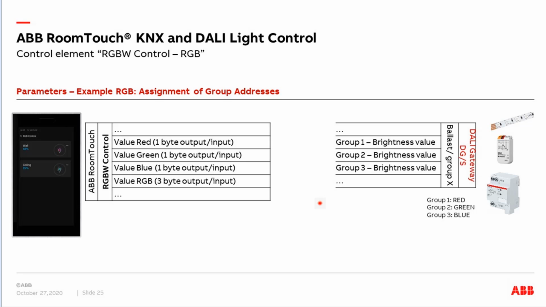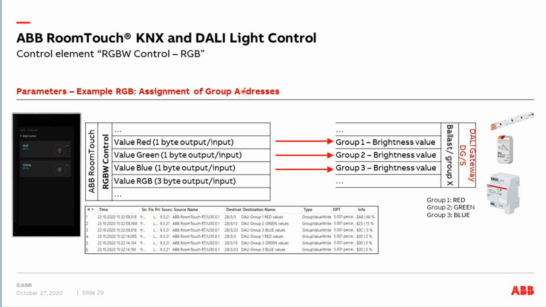So now, I think it's not really difficult. What we have to do is create 3 group addresses. One group address for the value red, 0 to 100%, linked to my group number 1, brightness value. The same for my value green, linked to my group number 2, brightness level, which is my green color. And value blue, linked to my group number 3, my blue LED strip. This is all we have to do. We need only these 3 group addresses sent by the RoomTouch to our DALI gateway groups or individually controlled ballasts, so we are flexible in our DALI gateway.